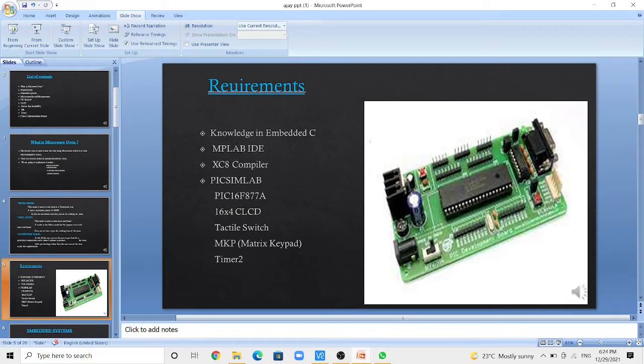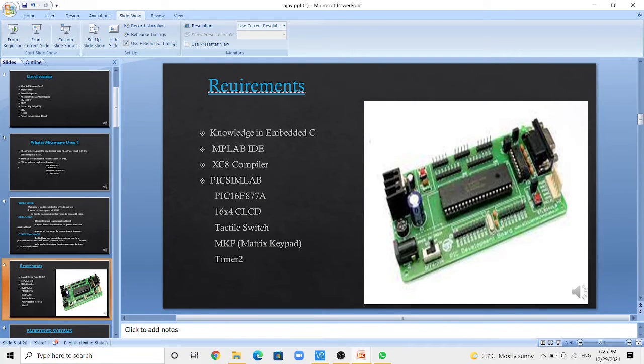MPLAB IDEs. MPLAB X IDE is used to design the microwave oven. The XC8 compiler, this compiler also we can download from Google. MPLAB IDE was designed by Microchip Technology Private Limited.